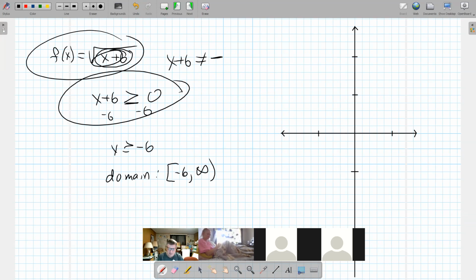So how did I get that? I took the radicand and made it greater than or equal to 0. And that led to the domain. So I could pick anything from -6 up, plug it in here, and I'd have a radicand that would be 0 or positive, and I can take the square root of that. But if I go below -6, then I'm going to get a negative number, and you can't take the square root of a negative number. All right.